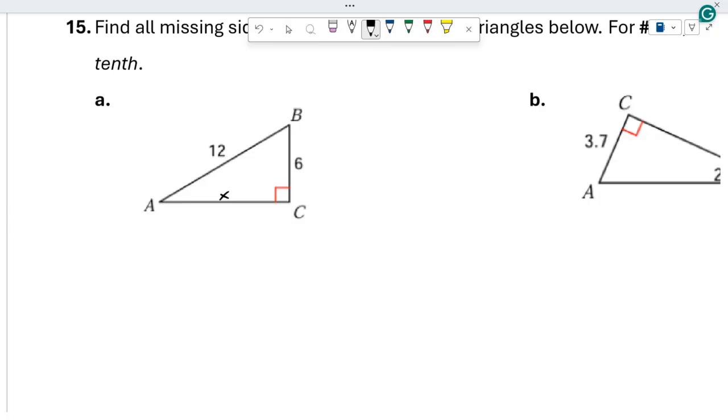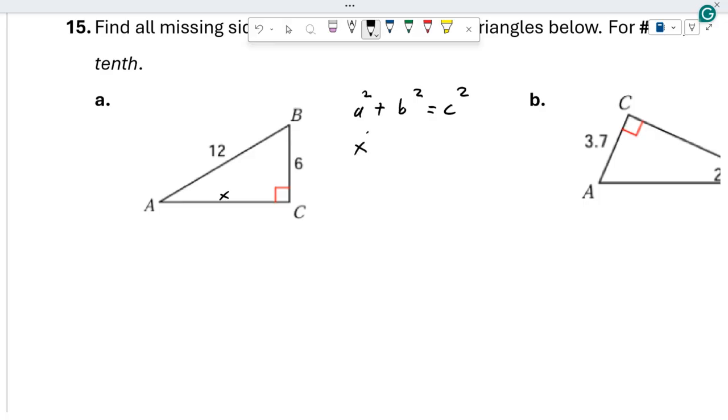The Pythagorean theorem says that the sum of the squares of the legs of a right triangle is equal to the square of the hypotenuse. That is commonly written as a squared plus b squared equals c squared. C has to be your hypotenuse, and a and b are your other legs in either order. So it does not matter which one you make a and which one you make b.